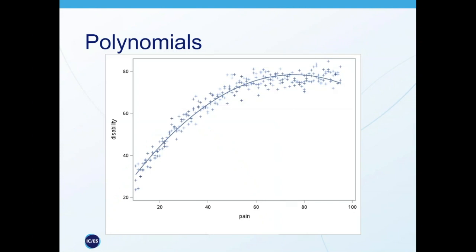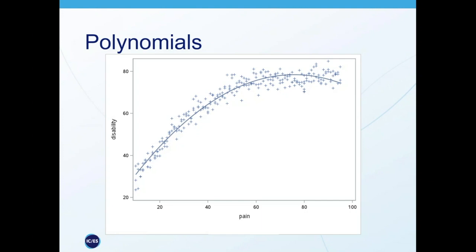Here's the quadratic fit for my pain and disability data. You can see that it actually does a pretty good job of capturing the relationship, so you can guess how I generated my fake data. But what you can see is that the fitted line starts to come down again at the top right-hand corner. It has to start to come down.